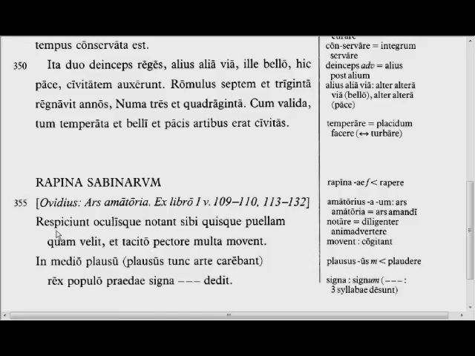So let me read this section. "Respiciunt oculis que notant sibi quisque puellam, quam velit et tacito pectore multa movent. In medio plausus tunc arte carebant, rex populo praedae signa ... dedit." Okay, so practice reading this aloud, practice marking up your text, and when you're done with this section, let's go and try the exercises.